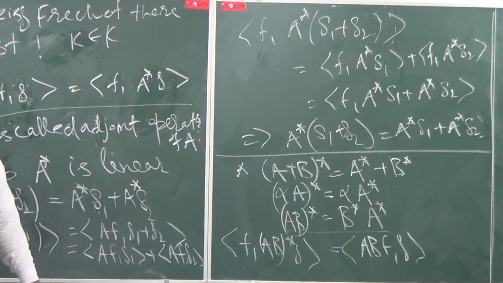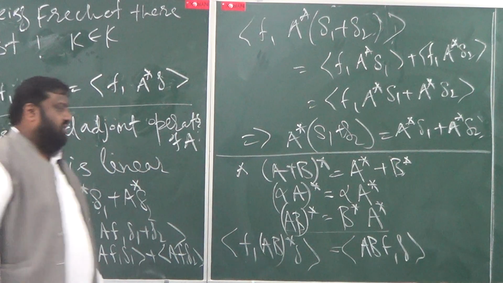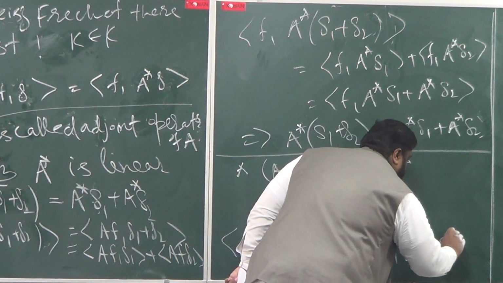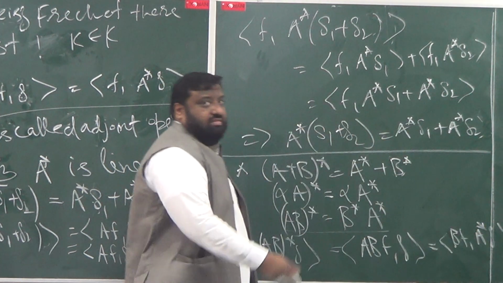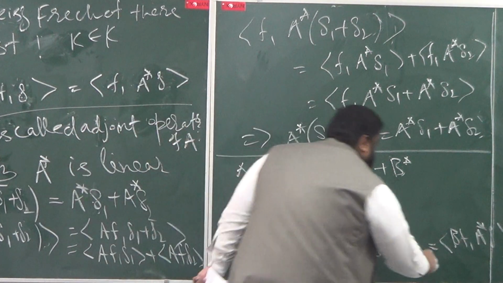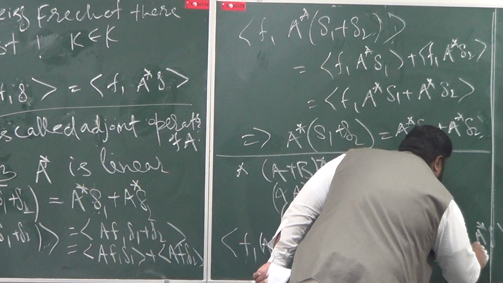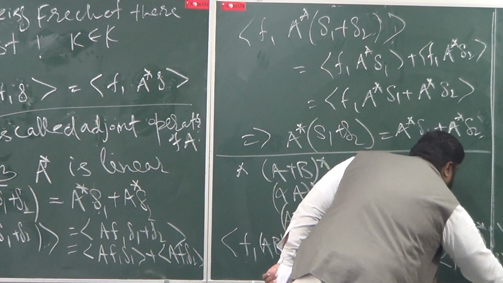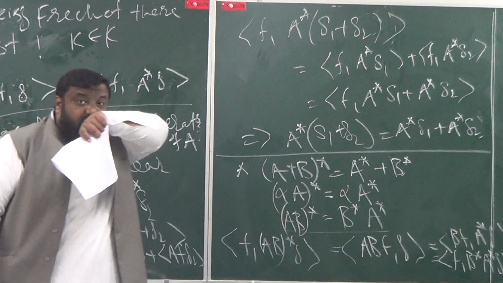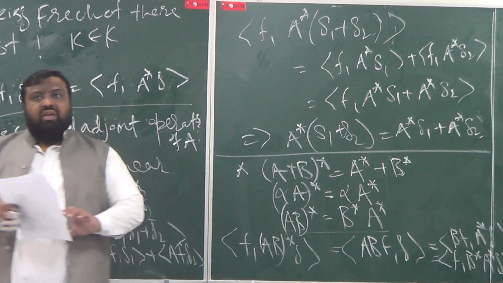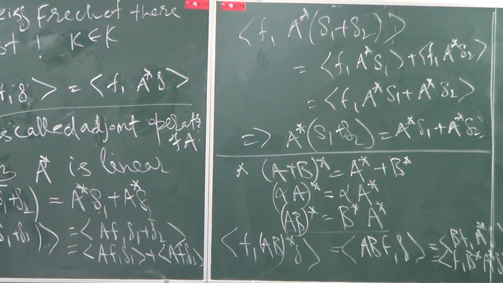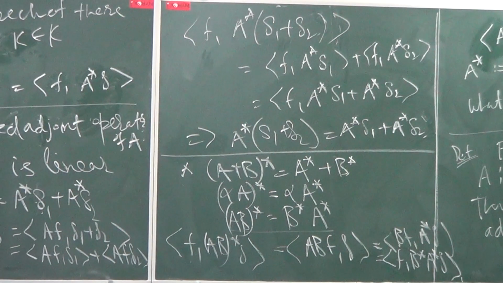Then what should I do? Send A to the other side. So I can have B f and A star g. And then, B equal to B star on the other side, you get f and B star A star g. And this is true for all f, and hence these two must be equal actually. So similarly, try to prove these basic properties. I think they are pretty good exercises about the adjoint operators.